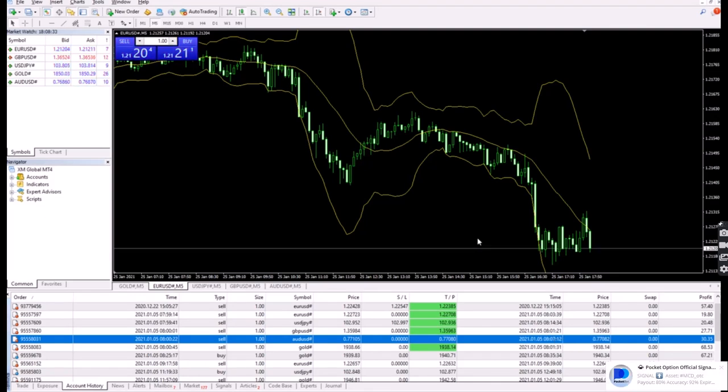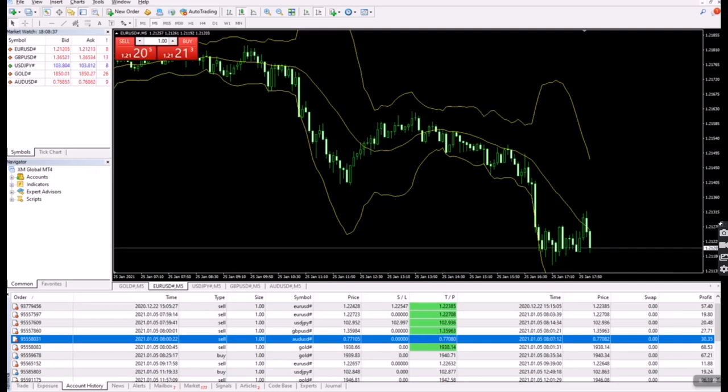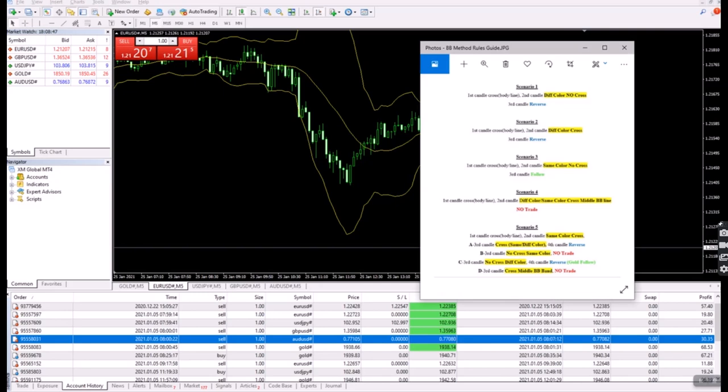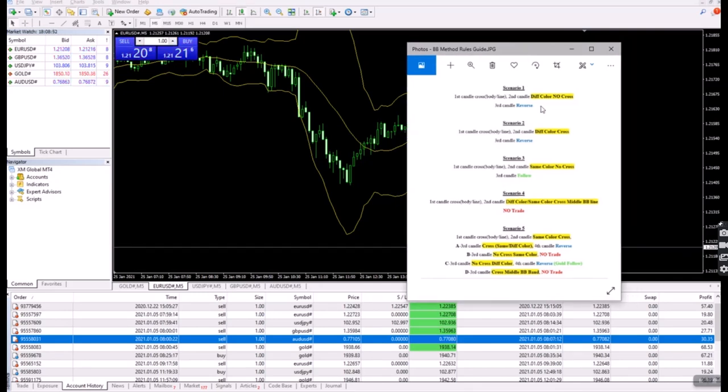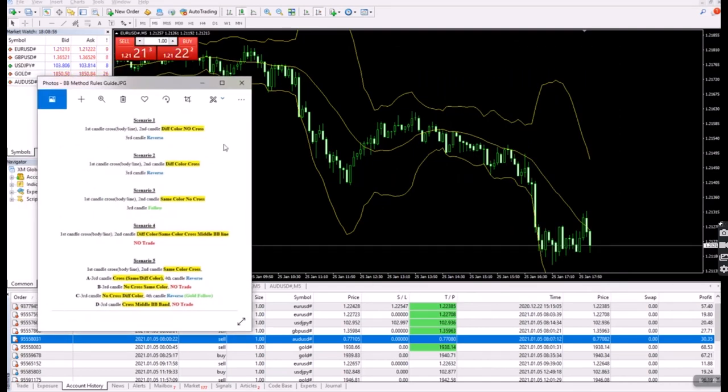Alright? So let's go on to the take profit and stop loss, following scenario 1 all the way to scenario 5. We have it here. This is live trading right now. I always put my guide here side by side together with my chart, so sometimes if I forget, I can refer back. Alright?